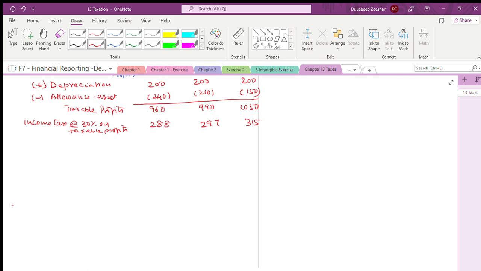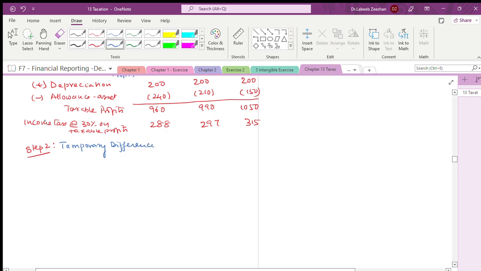Okay, second one. Is it clear now? We have done the same thing. We didn't do anything else. Next, step 2. In step 2, what we are doing is calculating the temporary difference and deferred tax.